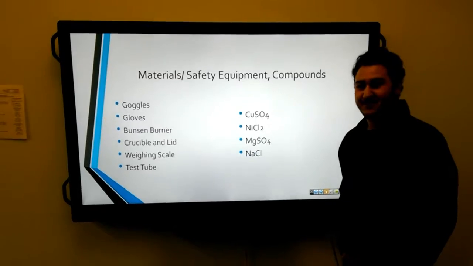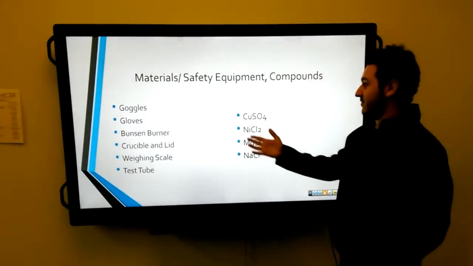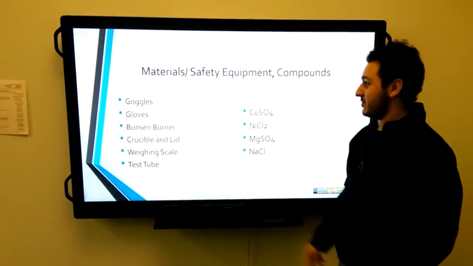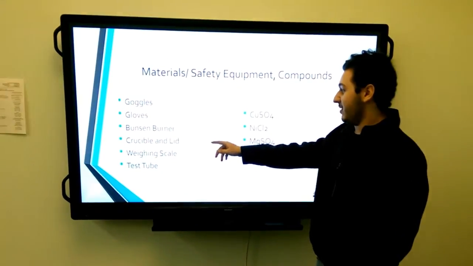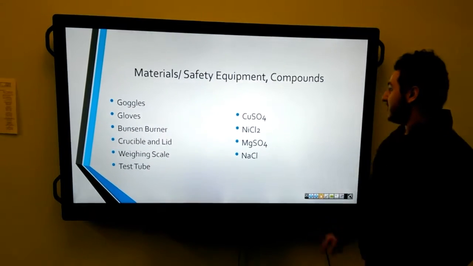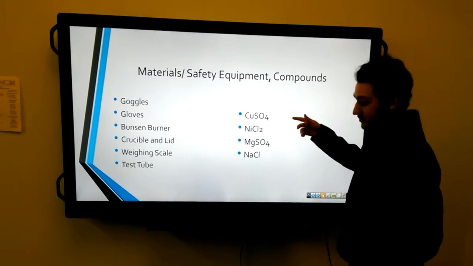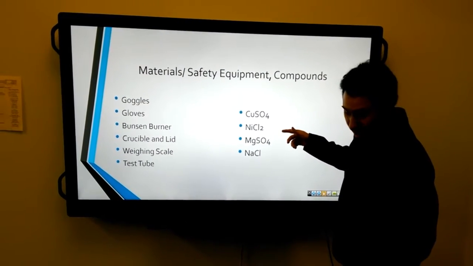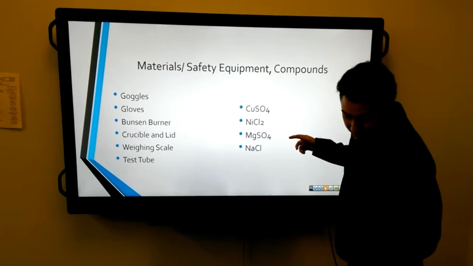Ready? Okay, so we used some safety equipment and other materials. We used goggles, gloves, a Bunsen burner, crucible and its lid, a weighing scale, and a test tube. These are our compounds that we had: copper sulfate, nickel chloride, magnesium sulfide, and sodium chloride.